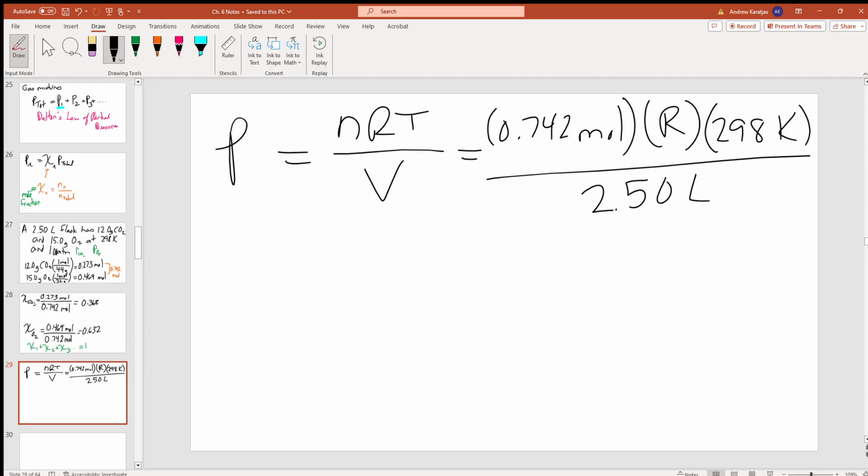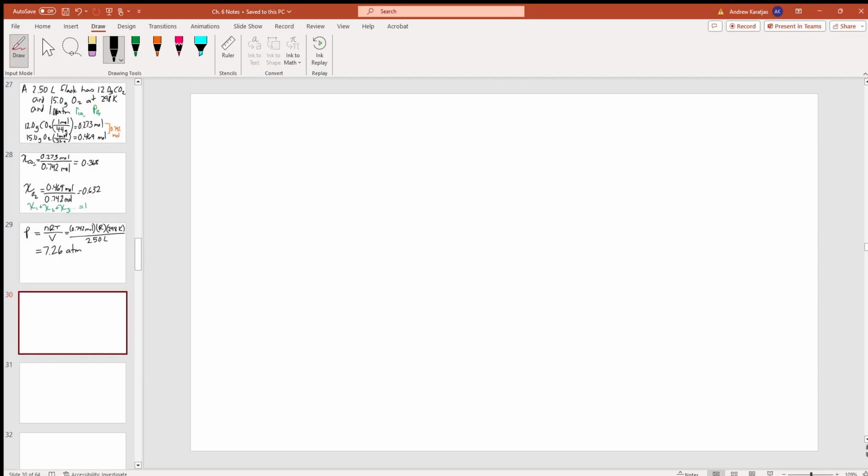Now do note at this point, if instead of the total moles I had just stuck in the moles of carbon dioxide or the moles of oxygen, that would be another way that I could find each partial pressure. But I've already started this way, so we're just going to move on. So our total pressure here, 7.26 atmospheres. So I can use that now.